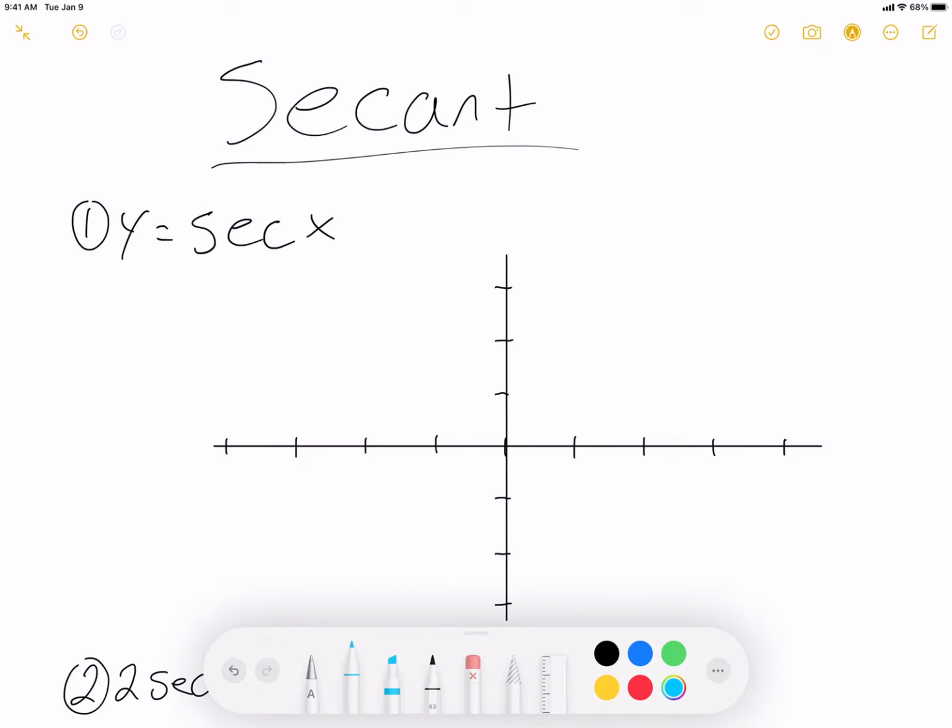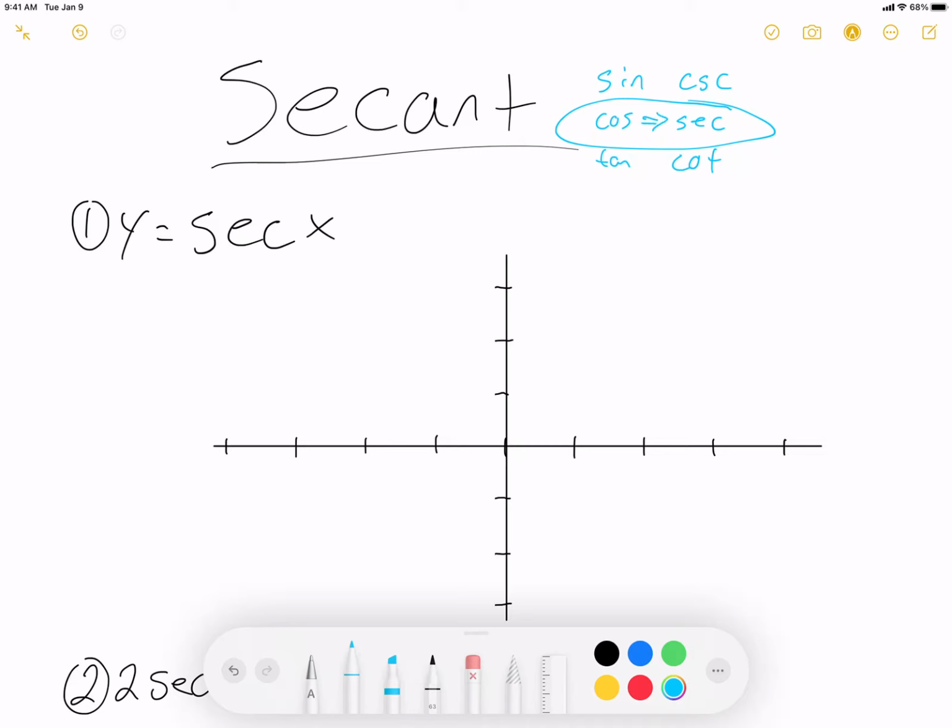Alright, today we're going to be talking about the secant function. With secant, one thing I want to quickly remind you of is that when we are talking about sine, cosine, and tangent, remember their reciprocal identities would be cosecant, secant, and cotangent. Now, the secant function is what we're going to be focusing on here.